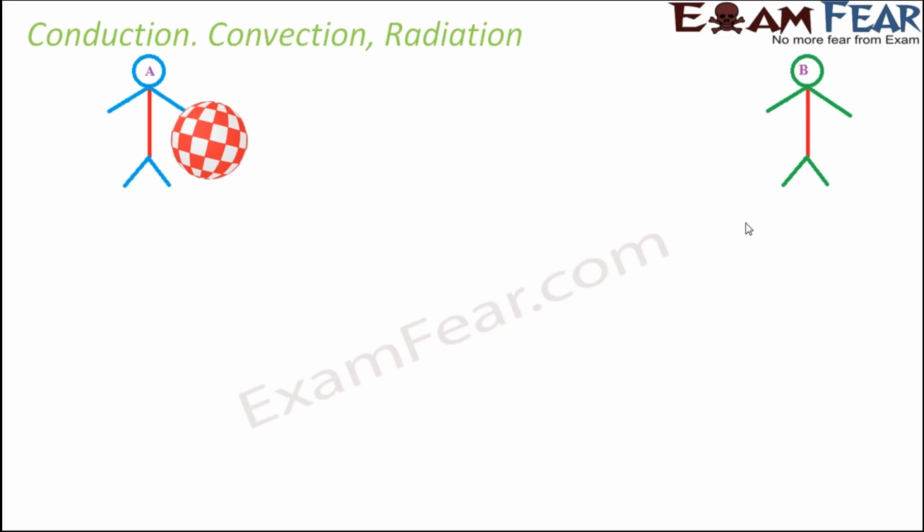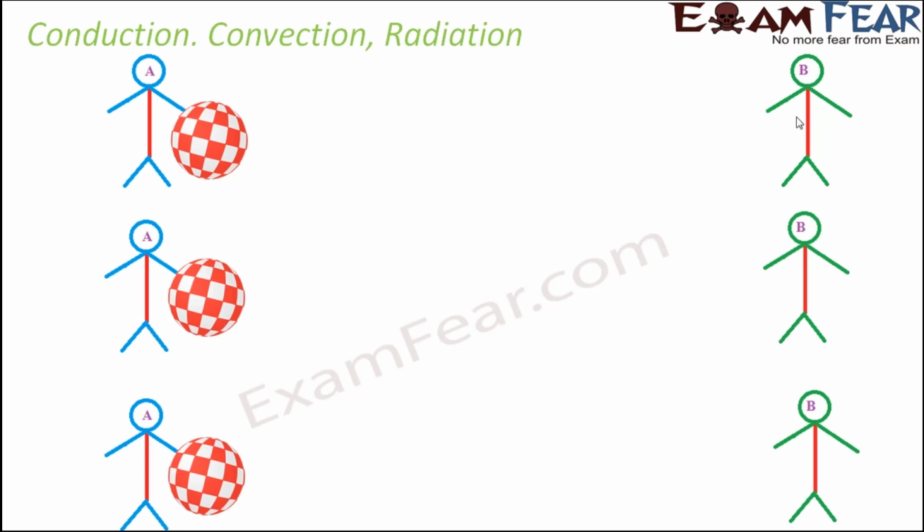You have a person A, you have another boy B. They want to transfer the ball from A to B. So how can this be done? So this ball is nothing but heat. Okay, so now let's first try to understand this example in terms of the boys and the ball. So let's say A wants to transfer this ball to B. So how can A do this? Now there are three different ways by which A can transfer the ball to B.